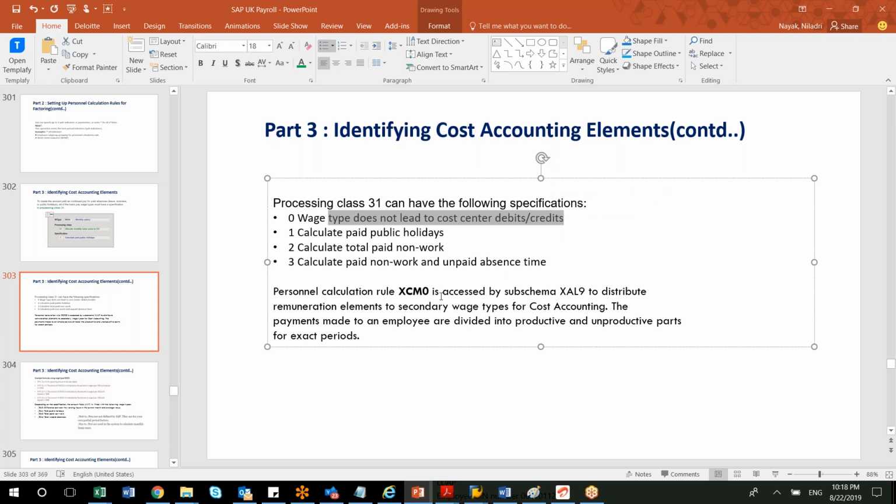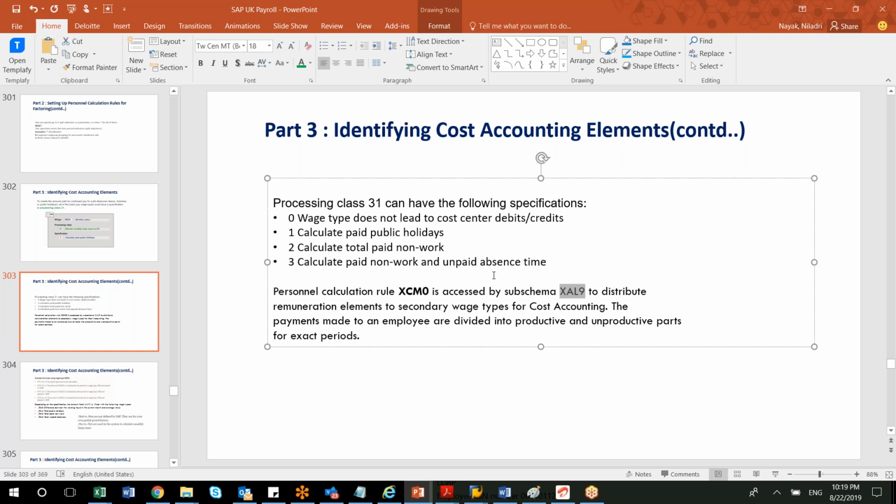There is a PCR, personal calculation rule, that is XCM0. For UK it should be GCM0. It is accessed by a sub schema, which is XAL9. This will distribute the remuneration element, whatever element you have for that particular period. Accordingly, this wage type cost accounting will be split.